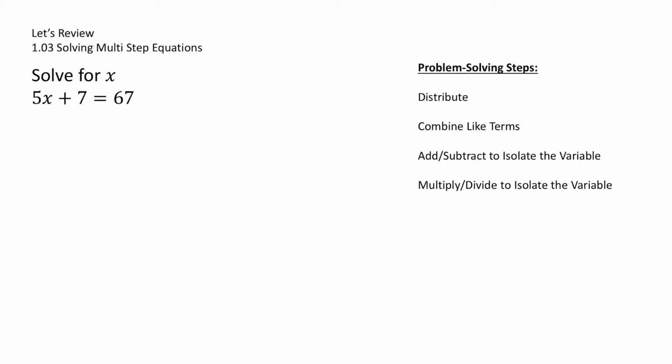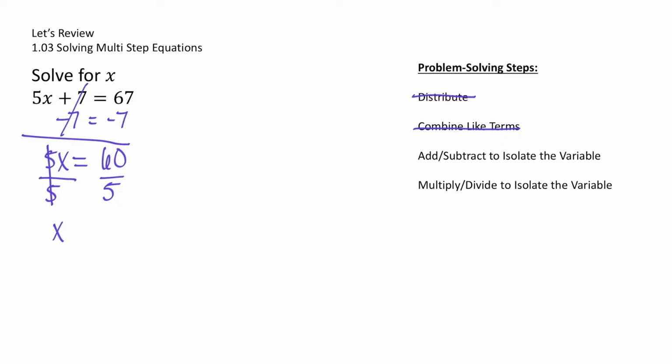So in this problem, let's try solving 5x plus 7 equals 67. We don't have anything to distribute. We don't have like terms, so we're going to start off by adding or subtracting. So instead of plus 7, we're going to subtract both sides by 7, and then we get 5x, negative 7 and plus 7 will cancel, and then we have 67 minus 7, which is 60. Now we're going to divide both sides by 5, so we have 5 and 5 that cancel, and that's x equals 60 divided by 5, which is 12.